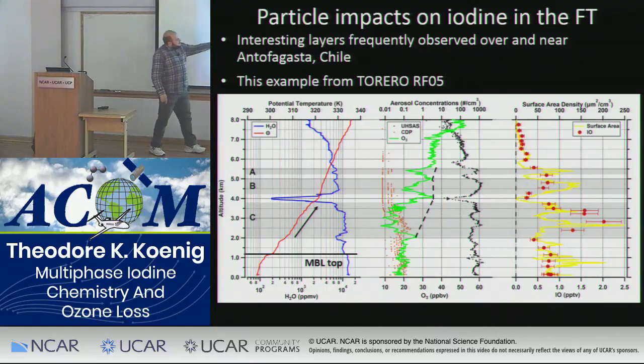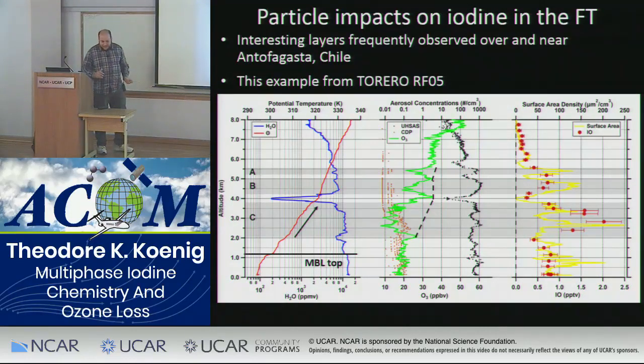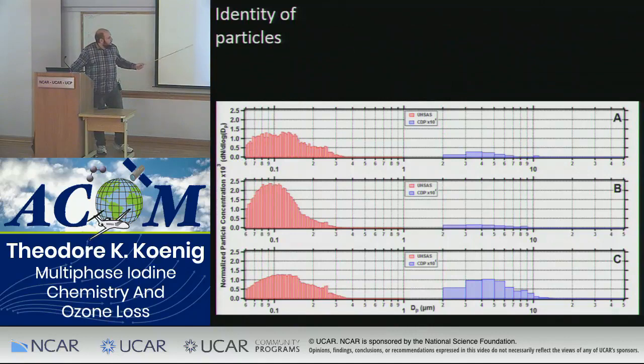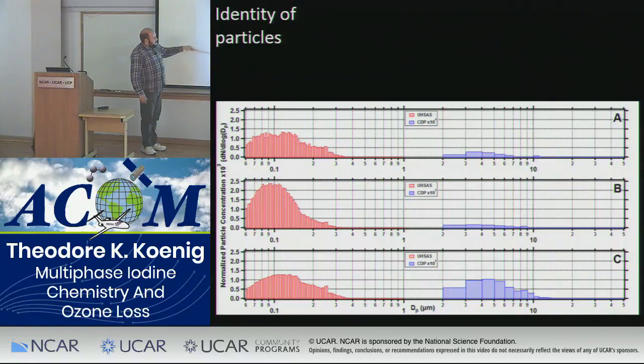So what I show here is that if I just take the aerosol surface area, assuming all of these particles were spherical, then I get this yellow trace here, and my IO that we measured lines up reasonably nicely with that. So it looks like there's some sort of correlation between these particles and iodine. So what are these particles? Looking at each of those layers again, A, B, C, you can see that there's a pretty well-defined accumulation mode and coarse mode for the aerosol, especially in the lowest layer. They look pretty nice.